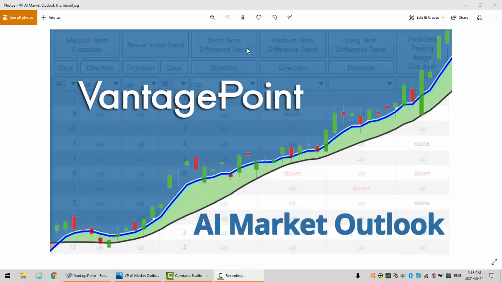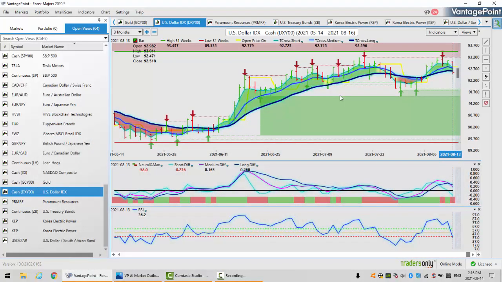My name is Greg Furman, and this is the VantagePoint AI Market Outlook for the week of August the 16th, 2021. Now, to get started this week, we'll begin where we always do with that very important US dollar index.